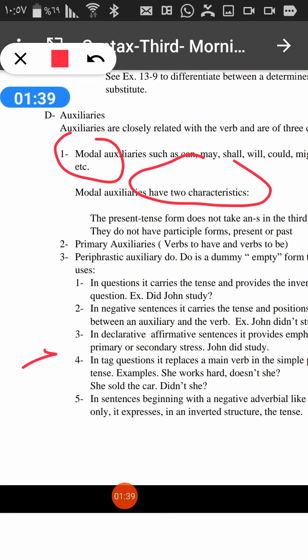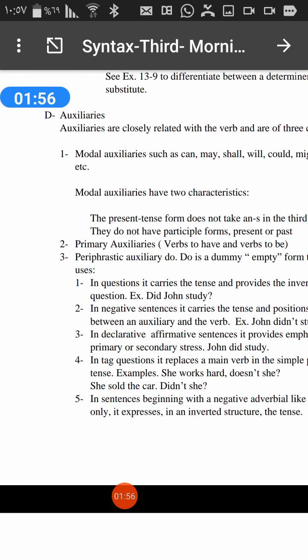Second feature is that they do not have participle forms. They have only two forms, present or past. لها صيغتين الأفعال الناقصة اللي هي المضارع والماضي, like will, would, can, could, may, might, but there is no past participle.